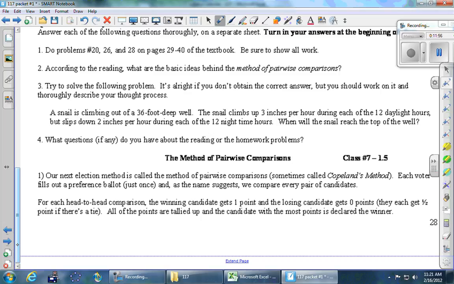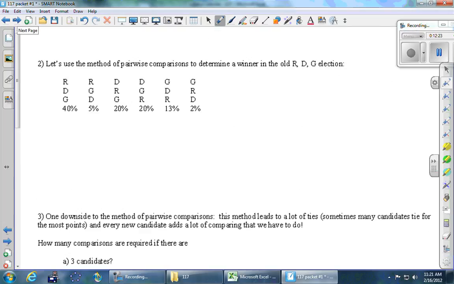Let's do head-to-heads and find a winner. So this is how we give them points. This is how we find a winner: you do your head-to-head stuff, and then you award points. So let's try number two.